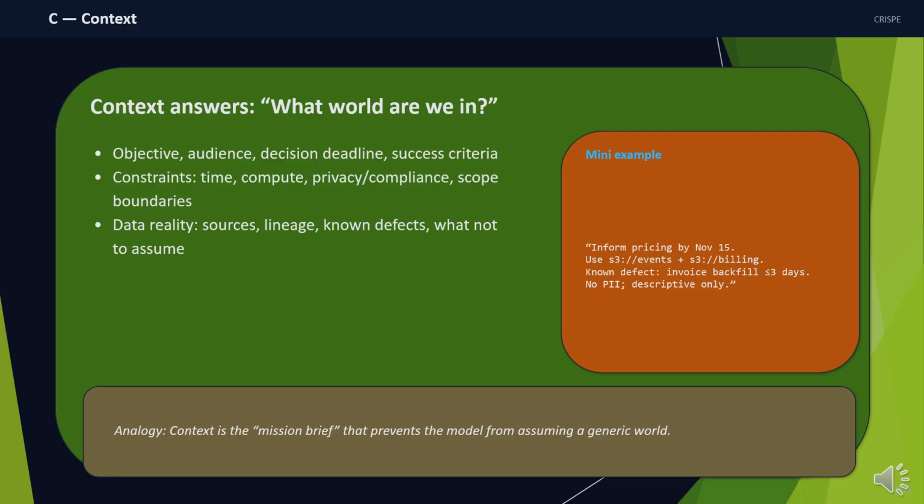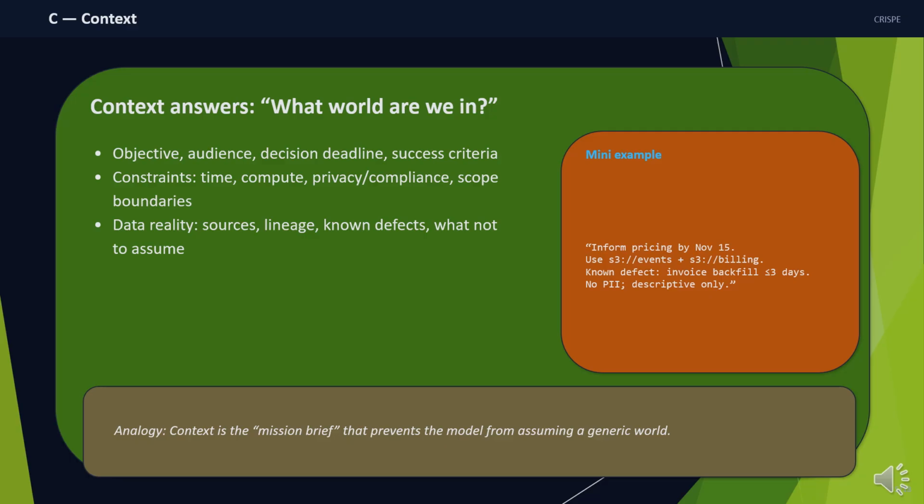Context is the place where the prompt explicitly pins the objective, the audience, the constraints, and the data realities. When these are not specified, the model will still produce an answer, but it will be optimized for plausibility rather than for the task-specific decision needs. Clear context reduces guessing by telling the model what matters and what boundaries it must respect. The mission brief analogy helps explain the function of context. A mission brief clarifies the objective, operating environment, constraints, and rules of engagement before any action is taken. A well-written context section does the same for a prompt by establishing the situation, the constraints, and the criteria that should guide the response.